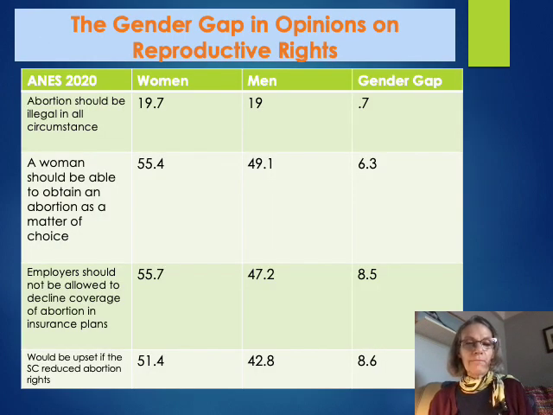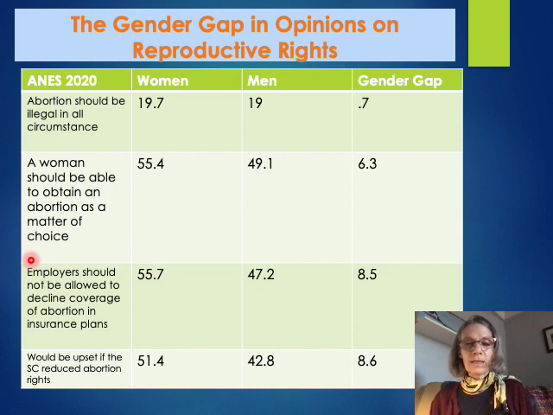So here's the data from the American National Election Studies. At the top, when asked whether abortion should be illegal in all circumstances, 19.7% of women say yes, it should be illegal in all circumstances, and 19% of men, which corresponds with what we heard on the previous slide. Very little, if any, significant gender gap. But you do see sort of a gender gap on this question.